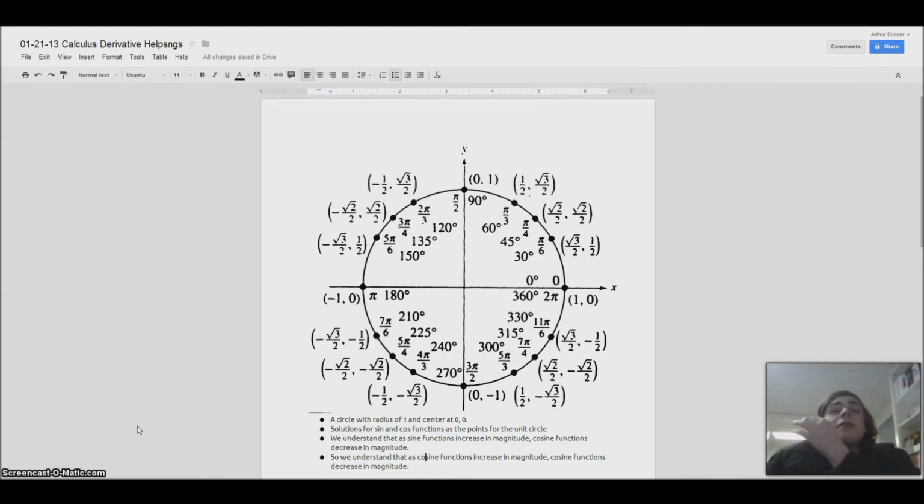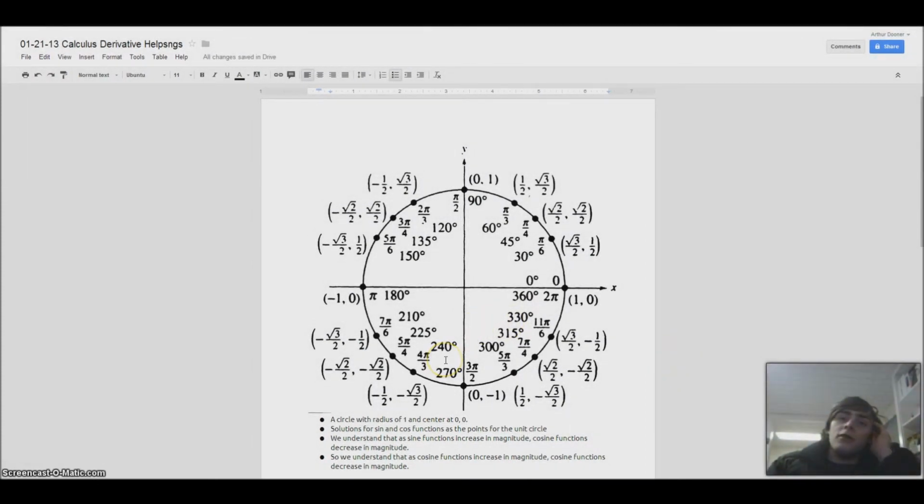Today we're working on presenting to you the unit circle and trigonometric derivatives, and problems involving trigonometric derivatives in the second half of the video. Yep, so we're going to begin with the unit circle right here, as you can see on the on-screen video.